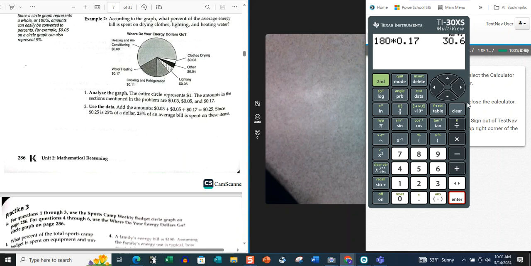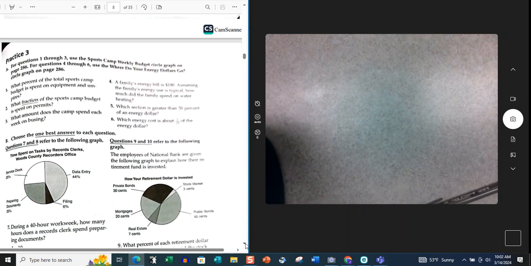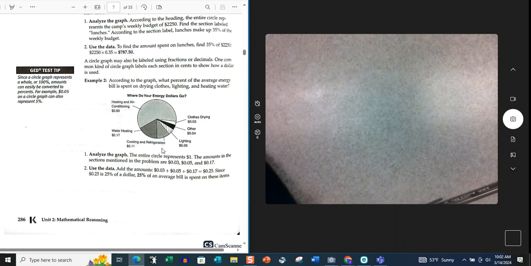Now we scroll back down to problem number 5. It says, which section is greater than 50% of an energy dollar? Let's scroll up here to this graph. Now we know the amounts we have here, we would just change to percents. So the one of these that will be greater than 50%, we can look at the graph and we see that this is more than half of it, because we know 50% is half. So it has to be more than half to be greater than 50%, and that would be heating and air conditioning.